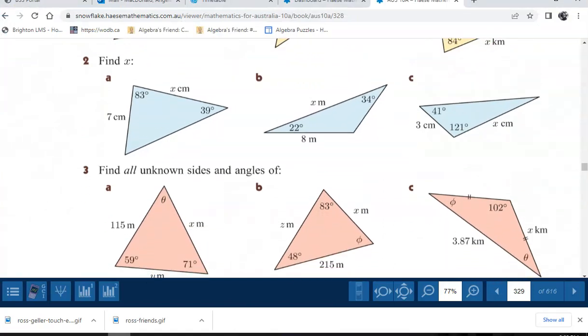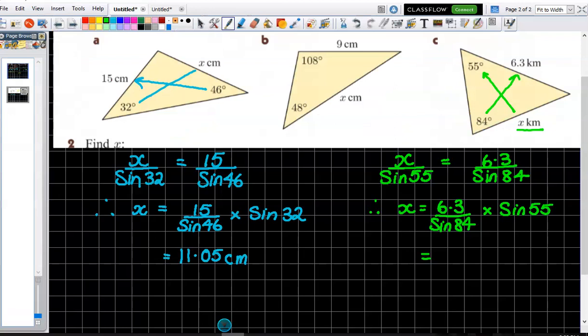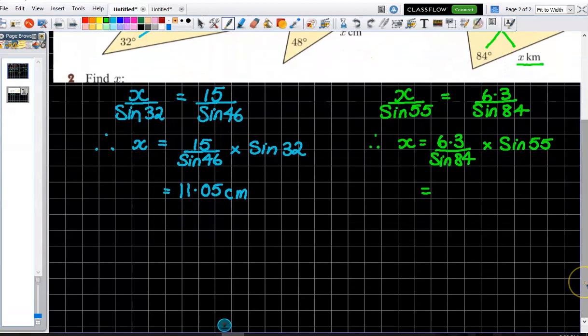How about you do 2b? 2b and 3b. What do you reckon? 2b and 3b. And look alive, because we're going to do the next bit soon.